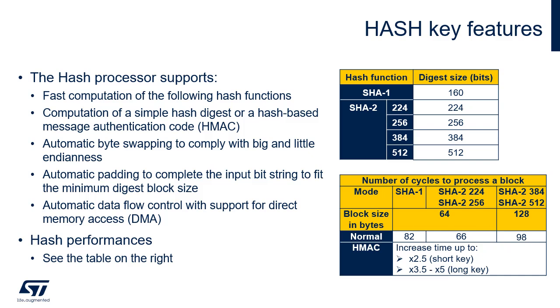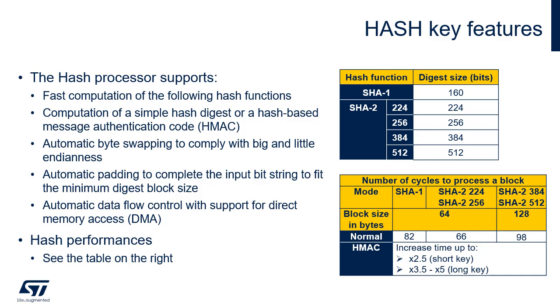The hash processor supports widely used hash functions including SHA-1, SHA-2 256, SHA-2 384 and SHA-2 512. When a message of any length is provided as an input, the hash processing core produces a fixed length output string called a message digest, depending on the algorithm. The size of the message digest is indicated in the upper table. A hash can also be generated with a secret key to produce a message authentication code or HMAC.